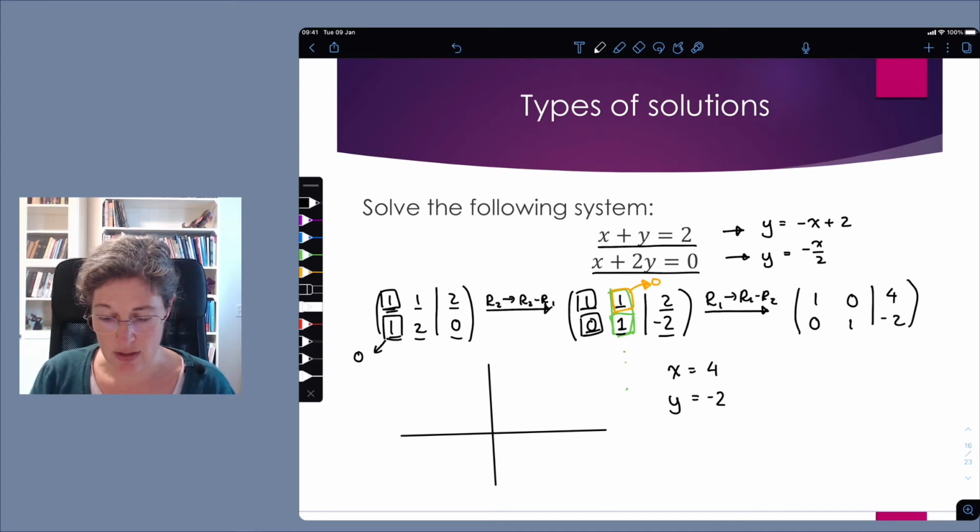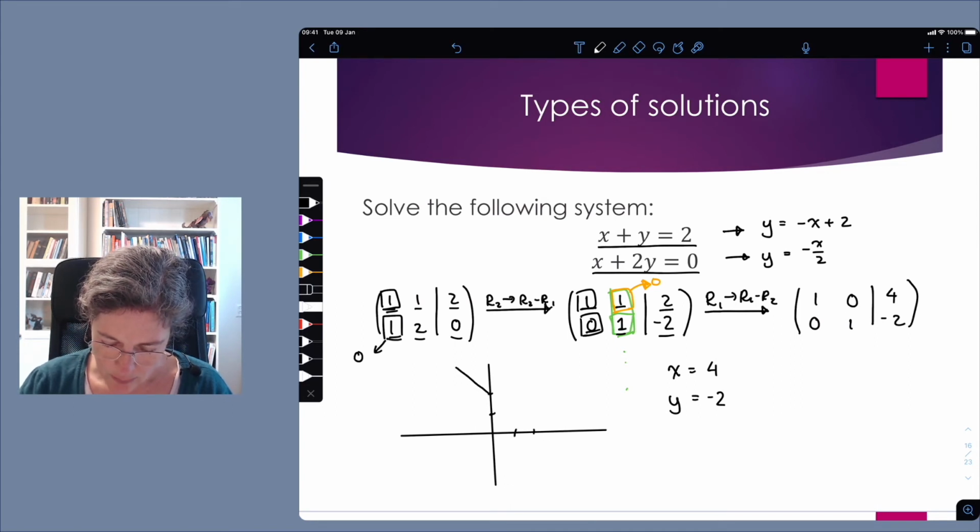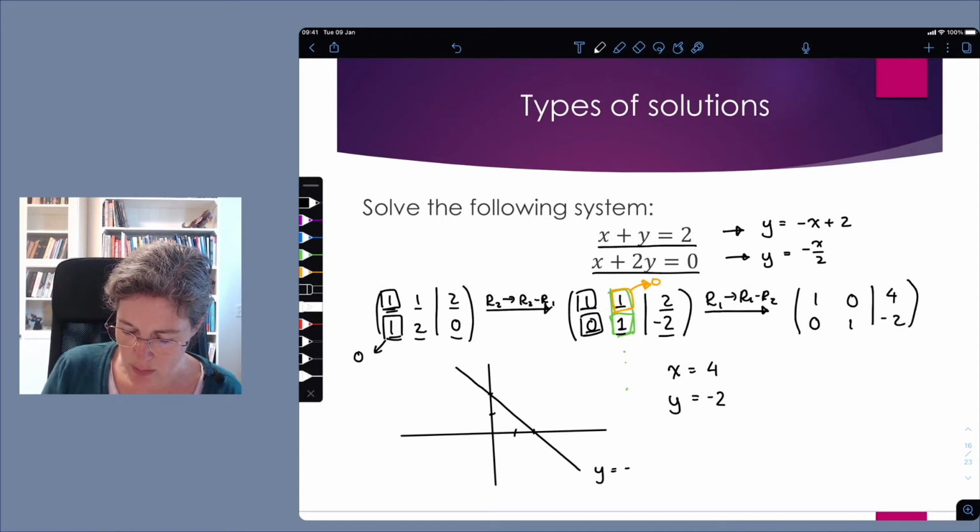All right, so let's sketch those two. So minus x plus 2, so that's going to be, let's put a 1 and a 2. So here's our graph of y is equal to minus x plus 2.